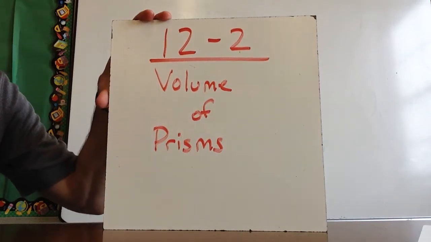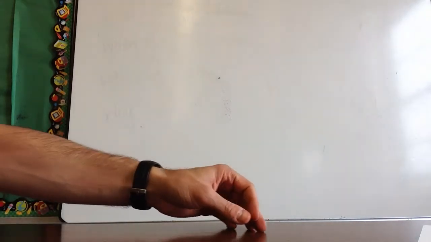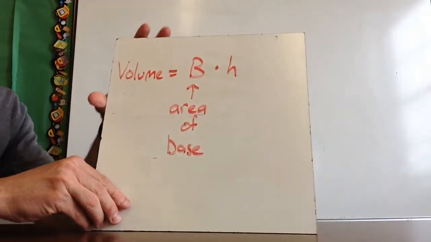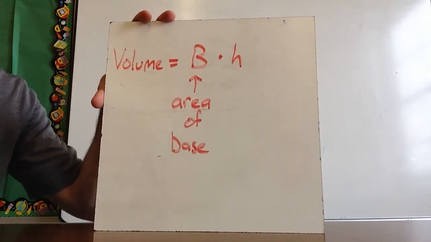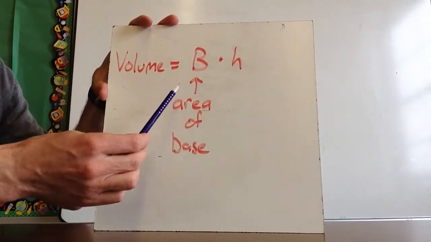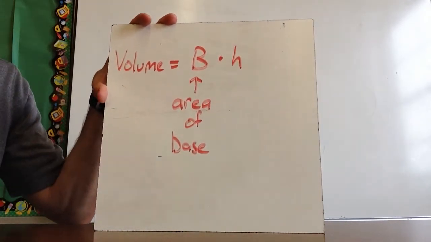This video will discuss chapter 12.2, volume of prisms. In the last lesson we talked a lot about the idea of a prism, and I want to put up the formula, because a lot of times people try to memorize a bunch of different formulas for volume. A lot of people think volume is length times width times height. That's because you're thinking of a specific type of prism.